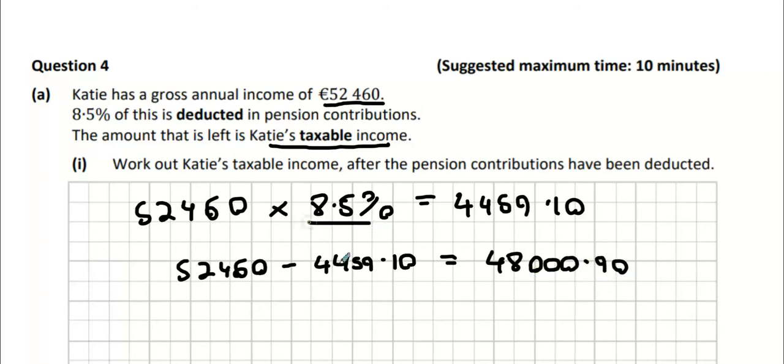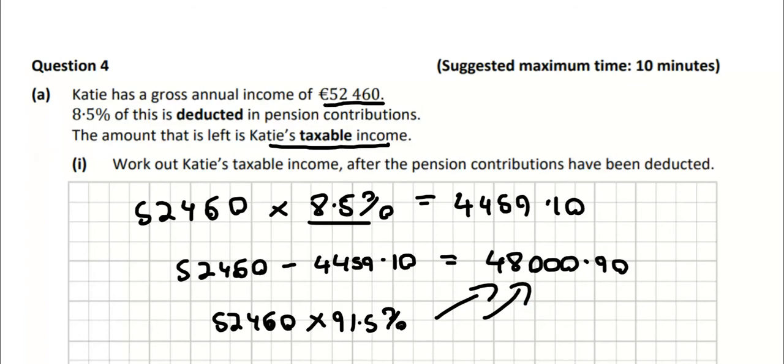Alternatively, you could multiply 52,460 by 91.5%, and that automatically takes away the 8.5% and gives you the same answer.